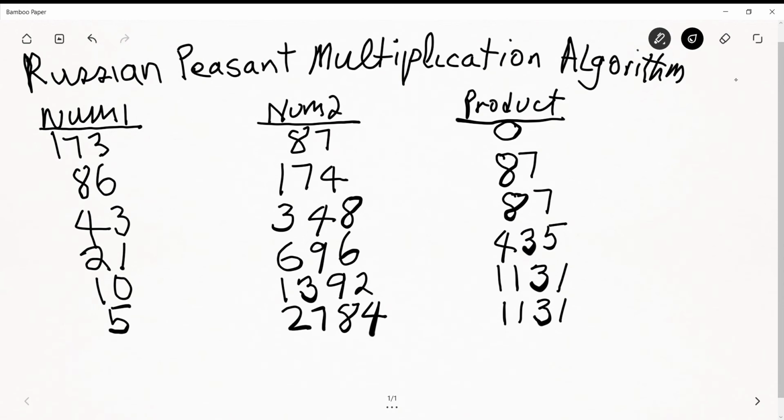1131. First number is an odd number, 5 is an odd number, so add 2784 to 1131, so that gives me 3915. Okay, then divide the first number by 2, multiply the second number by 2, so that's 5568. So far now I have 5568, 3915. Now I'm going to continue as long as the first number is not 0.